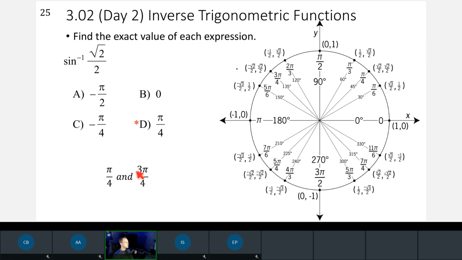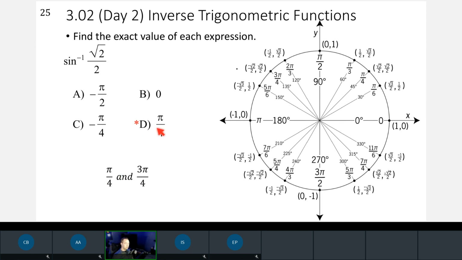So there's actually 2 answers. The other answer would be this right here, 3 pi over 4. But your multiple choice is actually only going to have one of the answers, and it's probably going to be the first that occurs in your rotation. So that's why it's pi over 4.